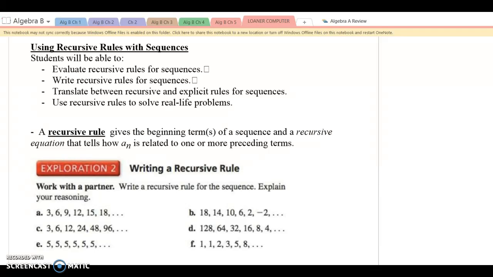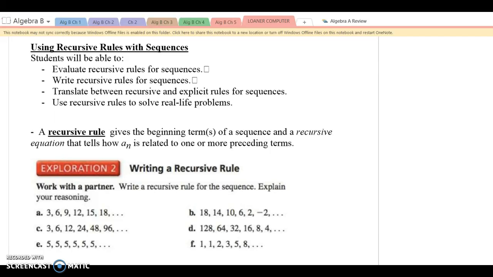So far, the rules that we've been using for sequences are called explicit rules. An explicit rule is the kind of rule where if I want the 200th term, you plug 200 in, and the rule gives you the 200th term. Today we're going to look at recursive rules. Recursive rules tell how the nth term is related to the previous terms. So in order to find the next terms, you have to have the previous terms.